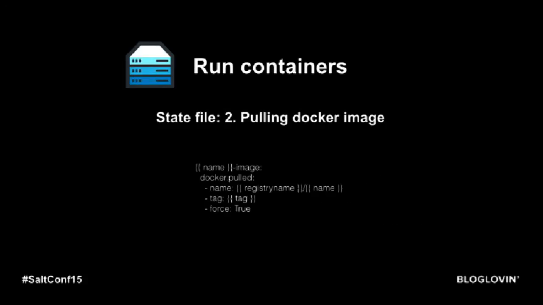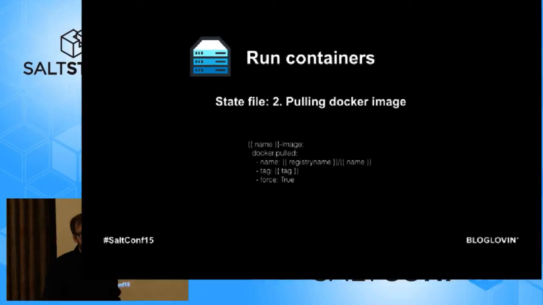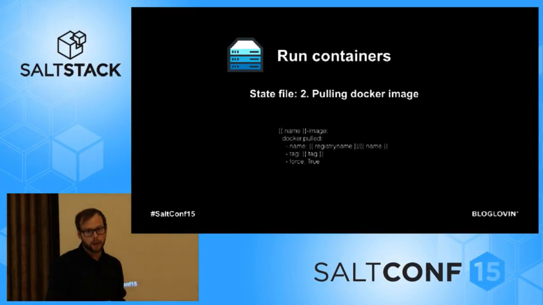And then, of course, we pull down the image. If you've used it, it's docker.pull. Its last version was really buggy, so we used the cmd.run to do that stuff. But since Helium, it's actually really stable.